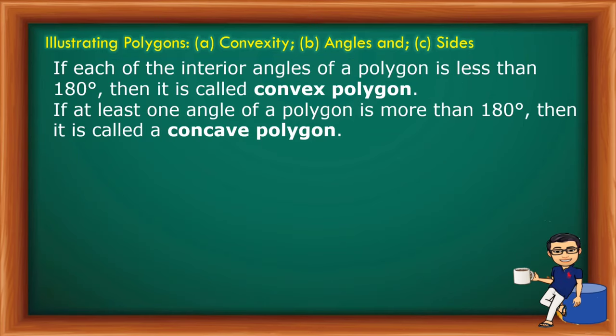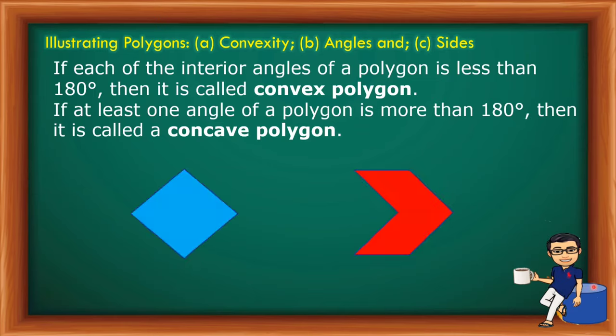So, let's continue. So, it is also important that we will be looking with the convex polygon and the concave polygon. So, kapag pinag-uusapan natin ang convex polygon, if each of the interior angles of a polygon is less than 180 degrees, then it is called convex polygon. Ibig sabihin, kapag may polygon, lahat ng angles niya ay less than 180 degrees, then we call that as convex polygon. At kapag naman ang measure ng angle natin ay more than 180 degrees, at least one, so, ang ibig sabihin, yun naman yung concave polygon.